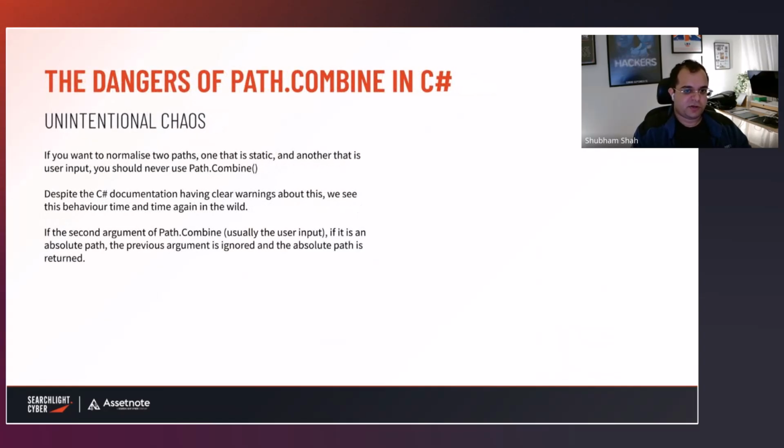The other really interesting quirk of C# is basically the syntax of Path.Combine. Now, regardless of the fact that the C# documentation makes it extremely clear that this behavior is present, we see this behavior time and time again inside applications where they don't realize that this is what's happening under the hood. Whenever you use Path.Combine, especially when there's user input, if the second argument is an absolute path, then the first argument is entirely ignored, meaning that the second argument takes precedence.